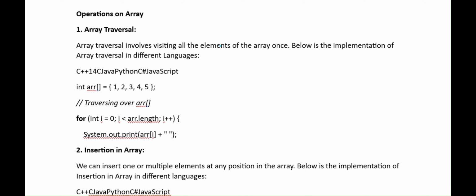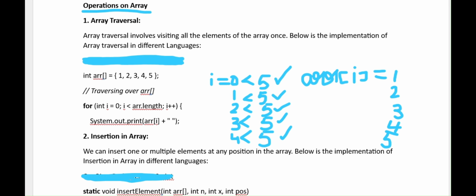Let us see what we can perform. Operations on array. Okay, let us see operations on array. First one is array traversal. We can traverse an array by using the for loop.